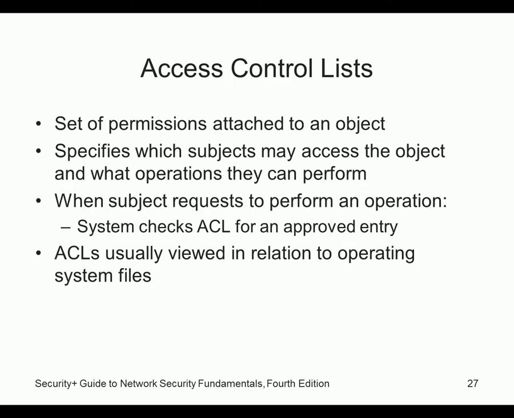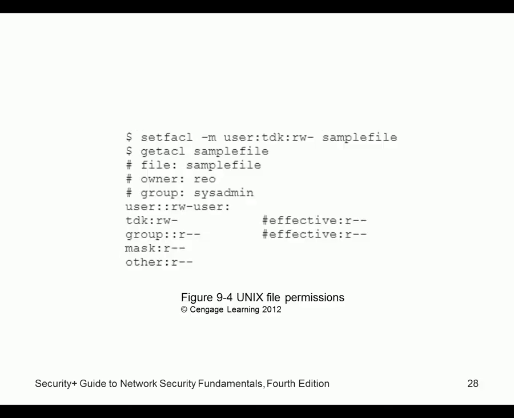All right. So, access control lists are permissions attached to an object. What can be done to this object? A lot of times with ACLs we think of routers, but they also pertain to other things as well. It specifies which subject may access it and what they can perform. Okay? They're usually viewed in relation to operating systems. We're going to see an example.